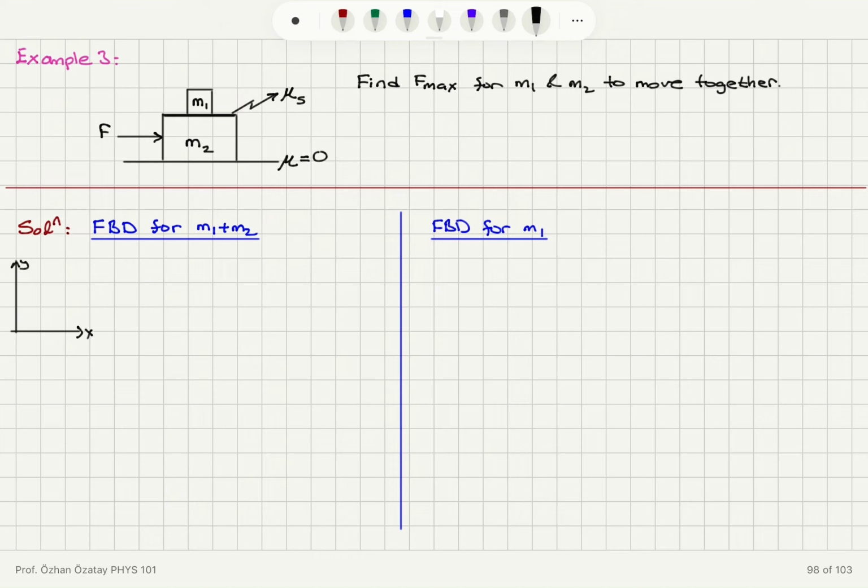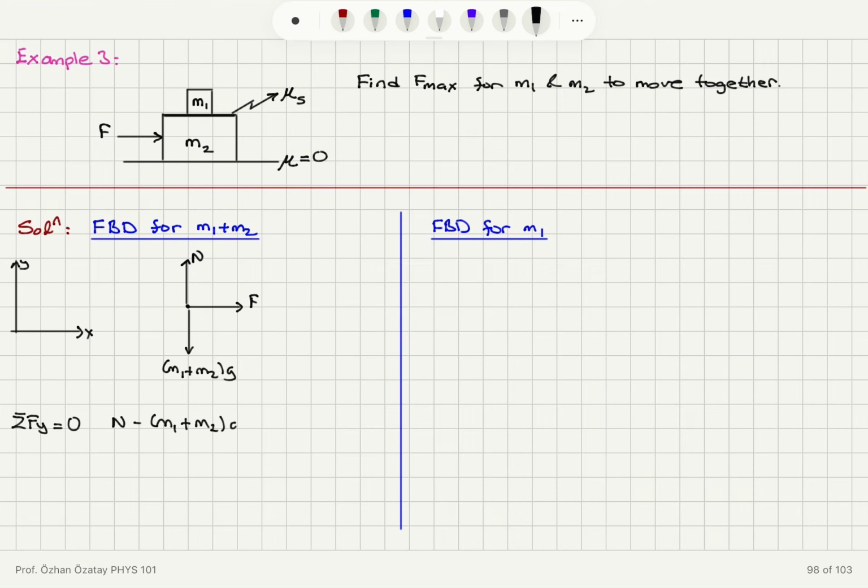Considering M1 plus M2 as a single particle here, I can see that there is the weight acting on it, which is the total mass (M1 plus M2) times g pointing down. The horizontal surface will apply a normal force N, a contact force, and there is the force F pointing to the right. The net force on the y-axis must be equal to 0 because these two masses are not flying away, so the normal force must be balancing the weight (M1 plus M2)g.